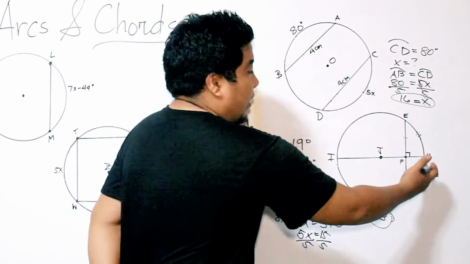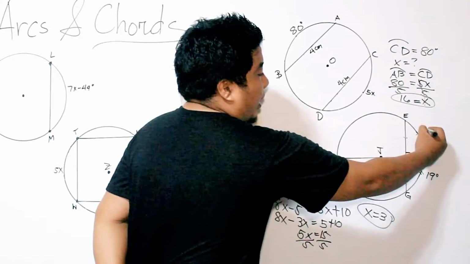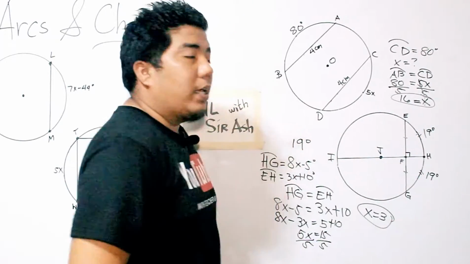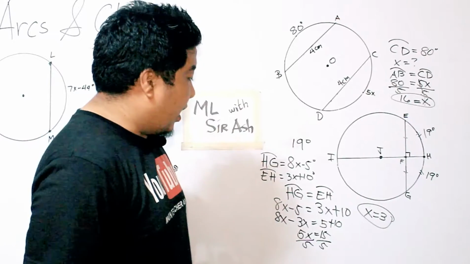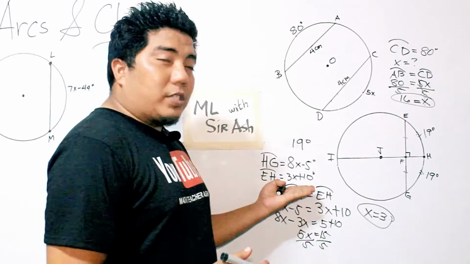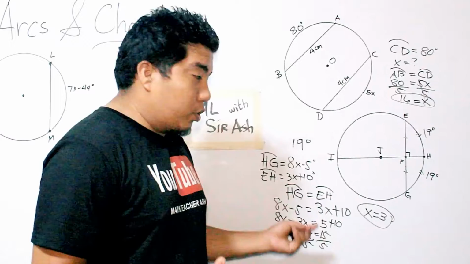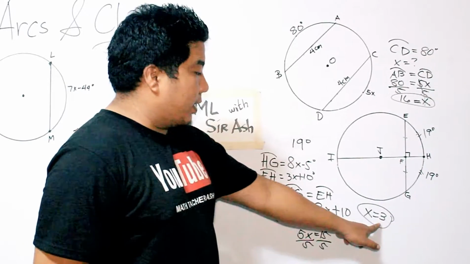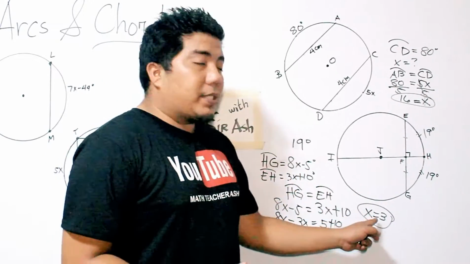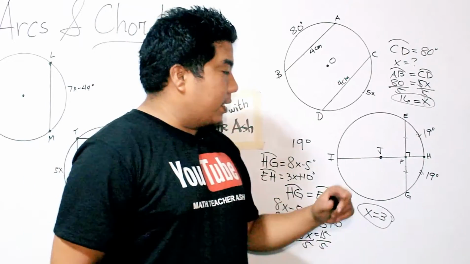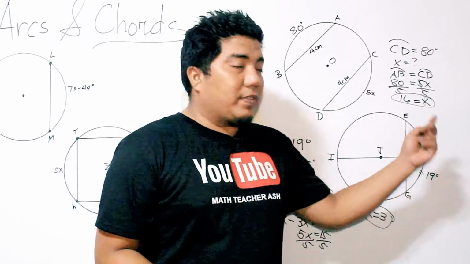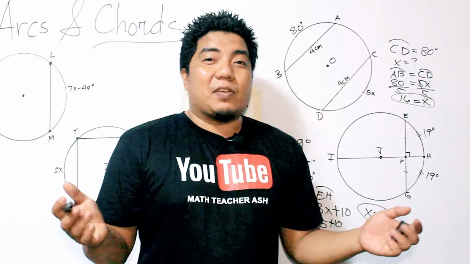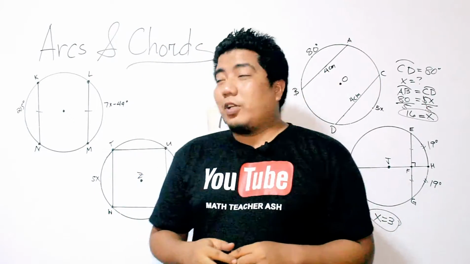Of course, since they are congruent with each other, then this is also 19 degrees. Okay? So, if you want to use this second expression, you can do so. So, that is 3 times 3, because that is 3x. 3 times 3 is 9. 9 plus 10, that is still 19. And you have the same answer. Easy, right? Okay, now let us go to the third example.